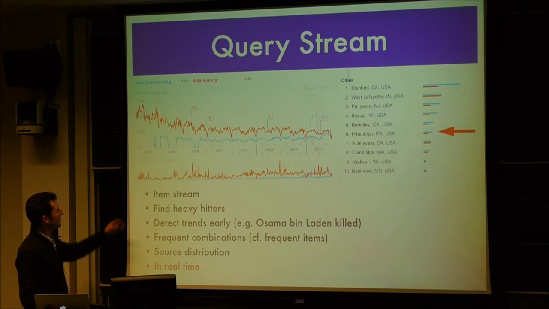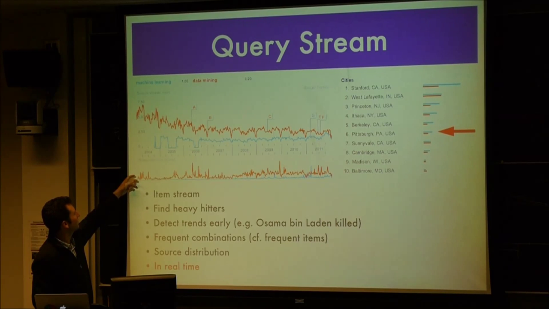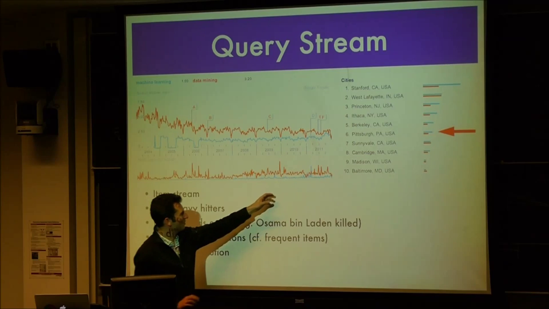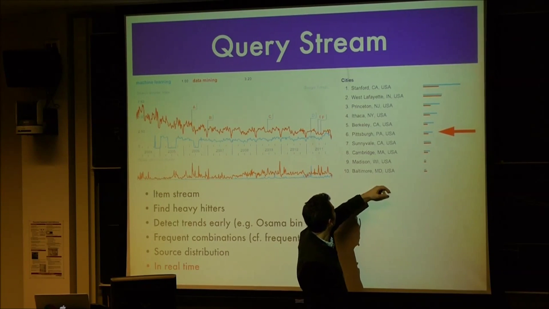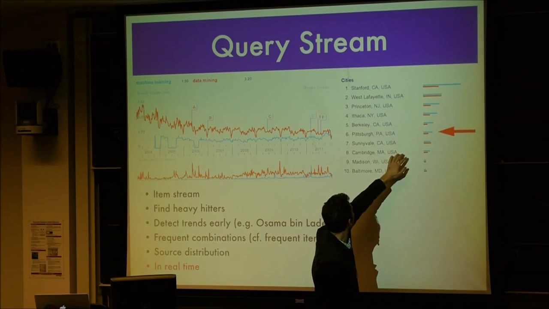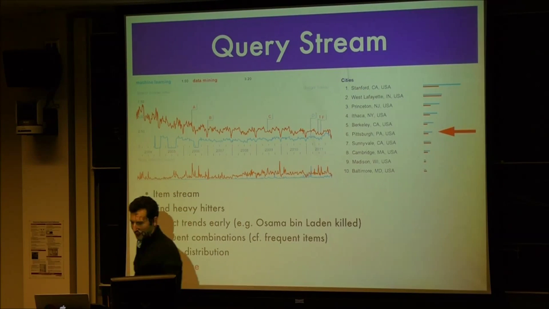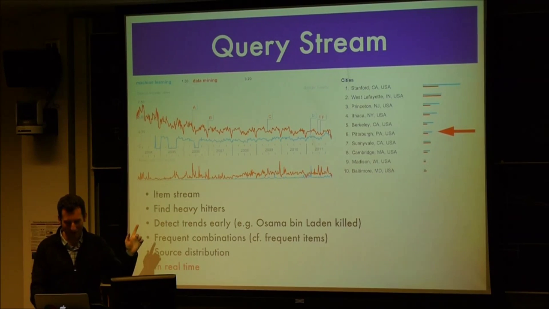So these are, for instance, query streams. And you might want to ask something like, how popular is machine learning versus data mining? And you can clearly see it's picking up. And then it's quite interesting where machine learning is more popular than data mining, and yes, CMU is in the top six. My guess is, I hope it's going to be higher up by now.